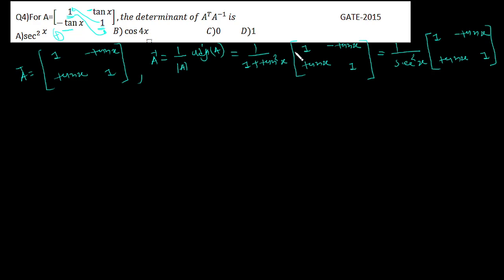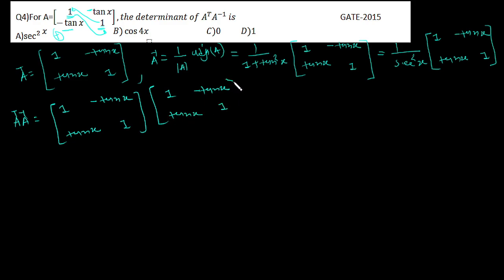So let's do the multiplication of both and find the resultant matrix. So it is the transpose here. Let's write this matrix: 1, minus tan x, tan x, 1. Now let's write this matrix: 1, minus tan x, tan x, and 1. Now all we have to do is divide by sec square of x. So let's take sec square of x in the front.